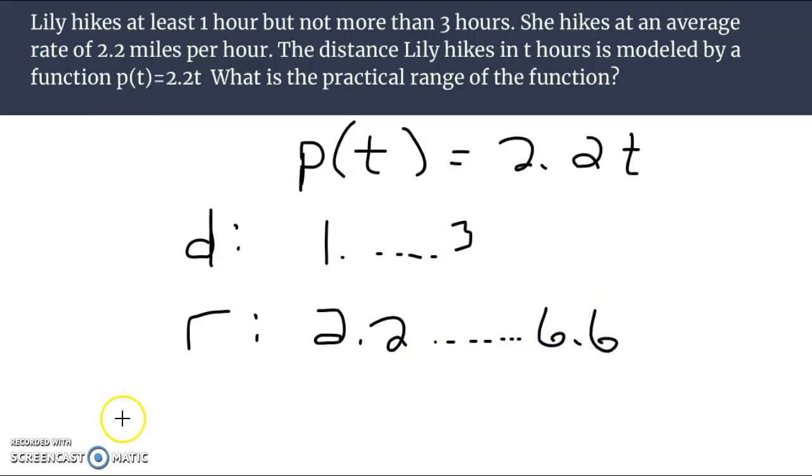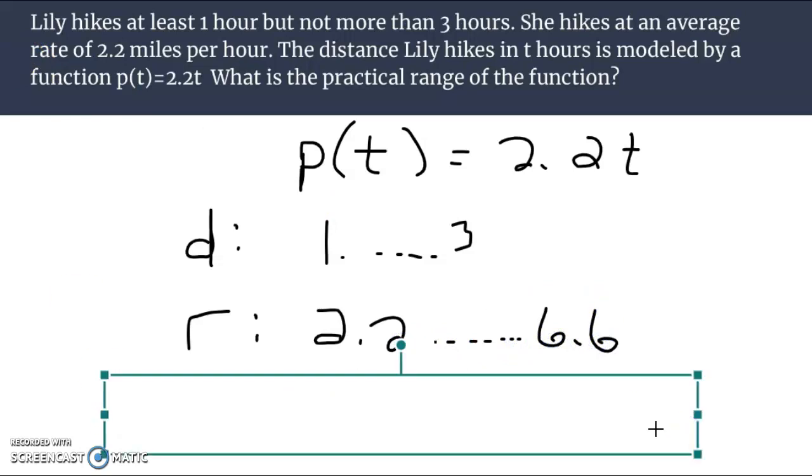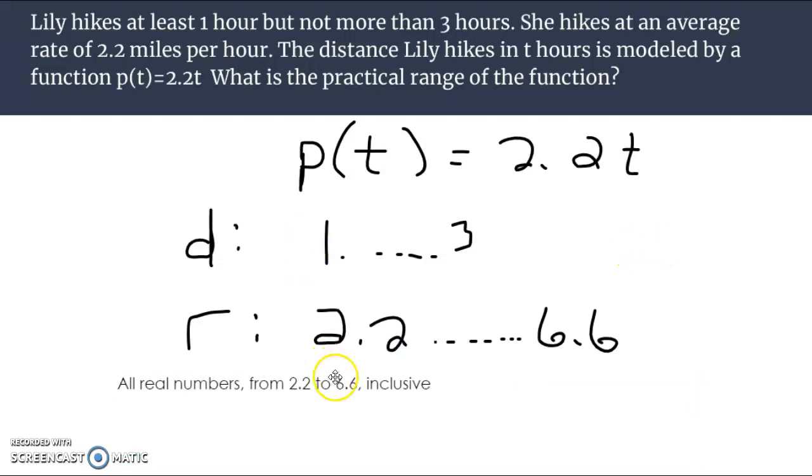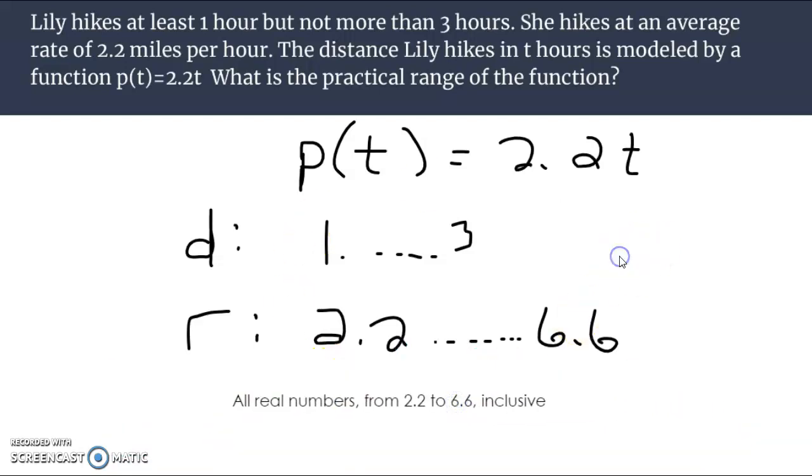Here's how we can describe this: all real numbers from 2.2 to 6.6, and that word inclusive again. So she'll go somewhere between 2.2 and 6.6 miles, and all real numbers means it's okay to have fractions and decimals in this scenario.